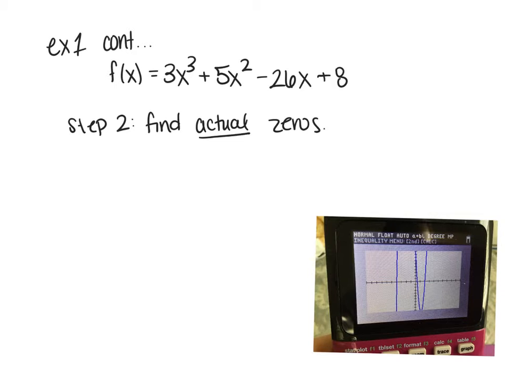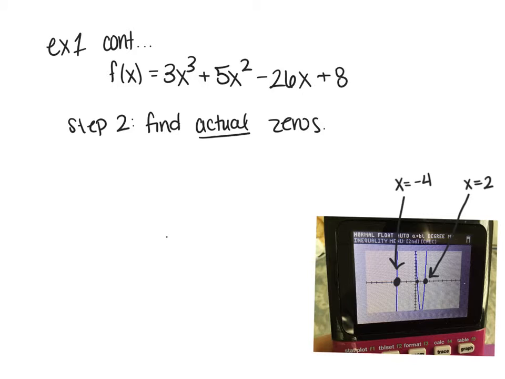Alright, so now that you've got it typed into your calculator, you'll see a picture of my calculator in the bottom corner. When I typed that into my calculator, I found several zeros. Now, 2 of those 3 are whole numbers. So let's look at which 2 those are. I have this one right here, which is x equals negative 4, and that one, x equals 2.